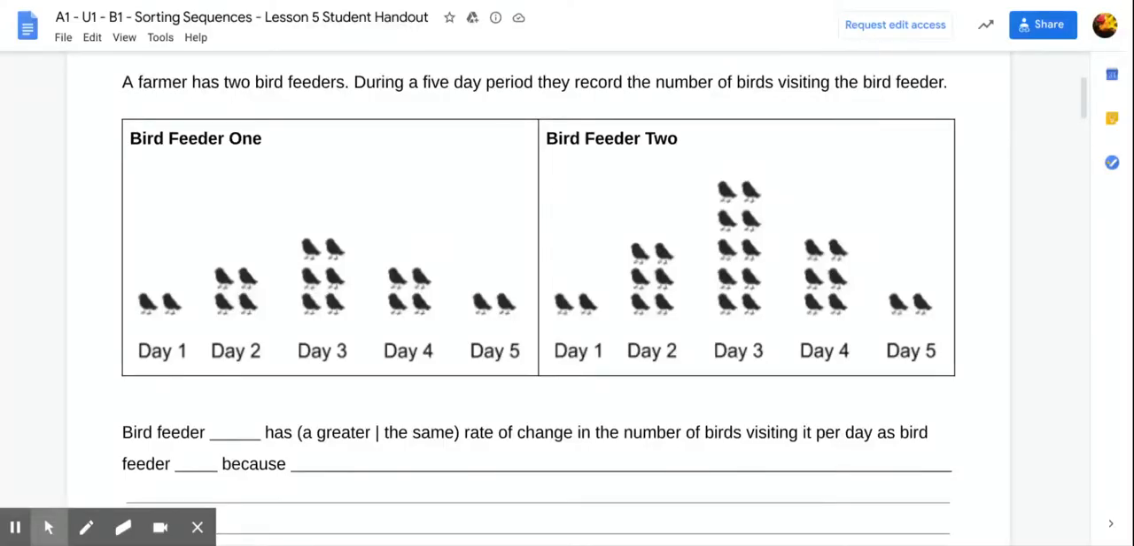Your warm-up. A farmer has 2 bird feeders. During a 5-day period, they record the number of birds visiting the bird feeder. Bird feeder 1 is on the left. Bird feeder 2 is on the right. Which bird feeder has a greater or the same rate of change in the number of birds visiting it per day?